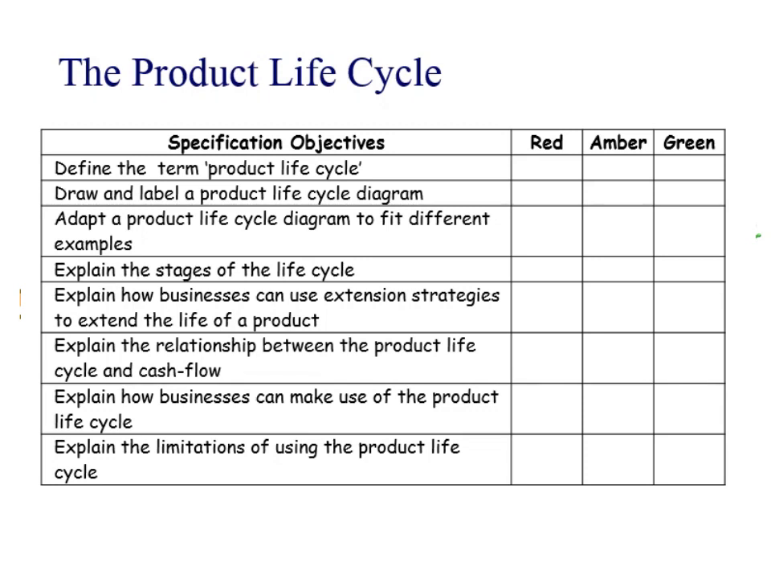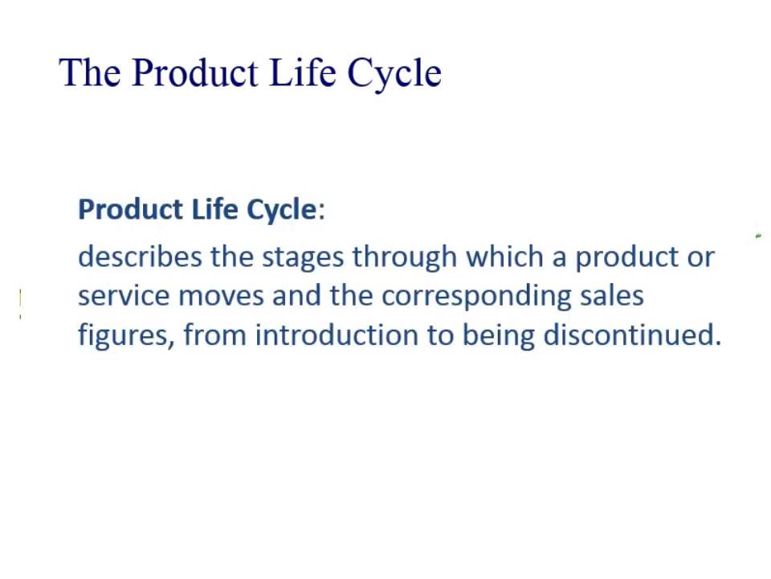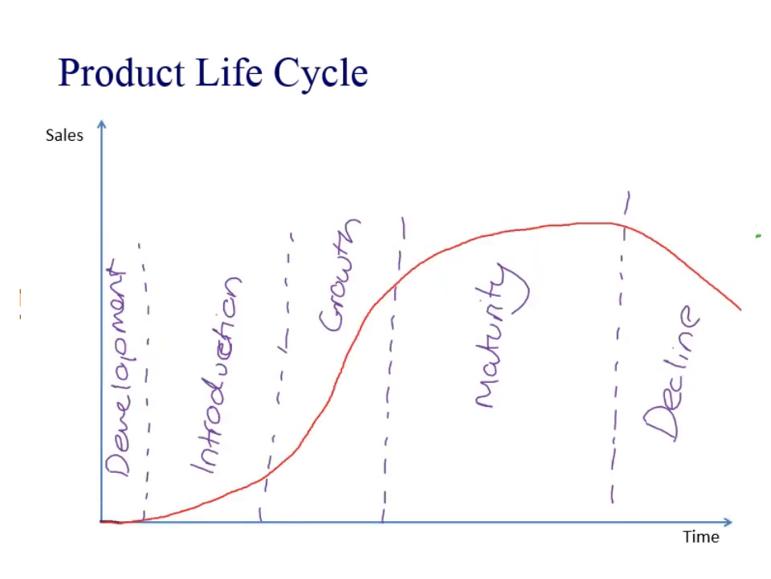So it does look like quite a lot to get through, but it's quite straightforward, and later on we'll get on to some past paper questions that have been set. So the product life cycle just describes the stages that a product will move through, and it's tracking sales against time. So this is, broadly speaking, what a product life cycle will look like.